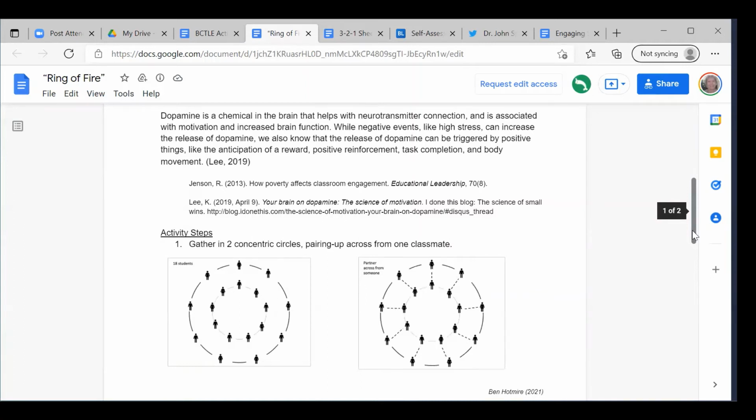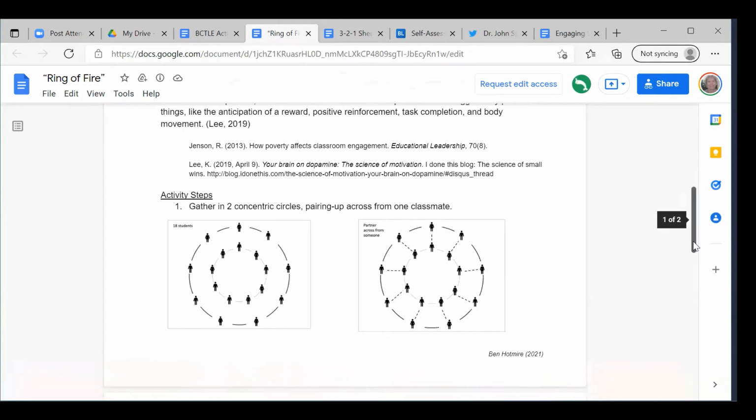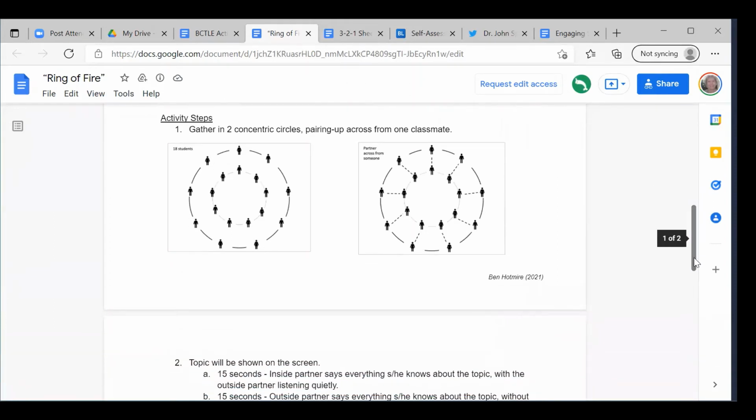So there's a lot of positive reasons for movement, and I've just provided some of those for differentiated instruction and why it's good for our brains and why it increases learning. Okay, let's get to the Ring of Fire. On the bottom of the first page, which you can see on the screen, this is how students line up, and this is what you see. This is 18 students. I've done this with 25. I've done this with 28 students.